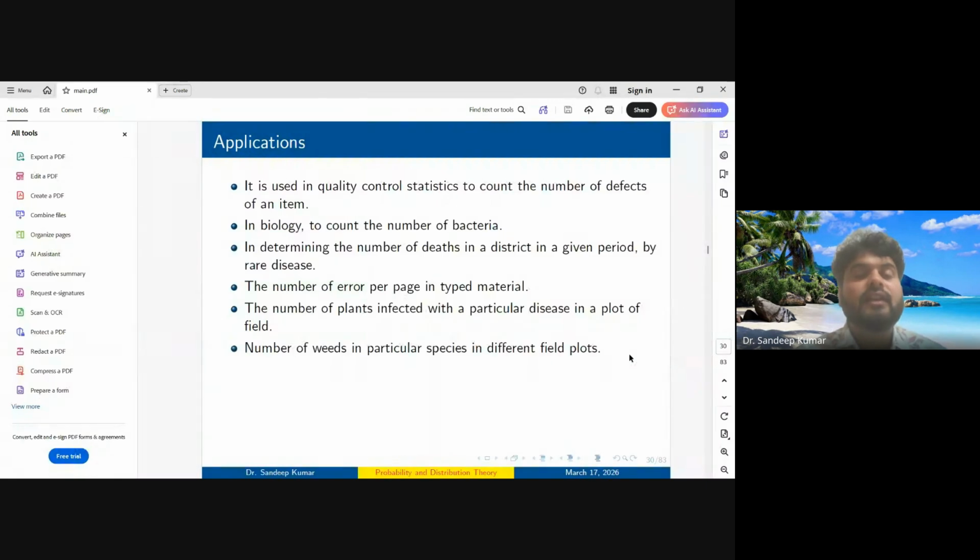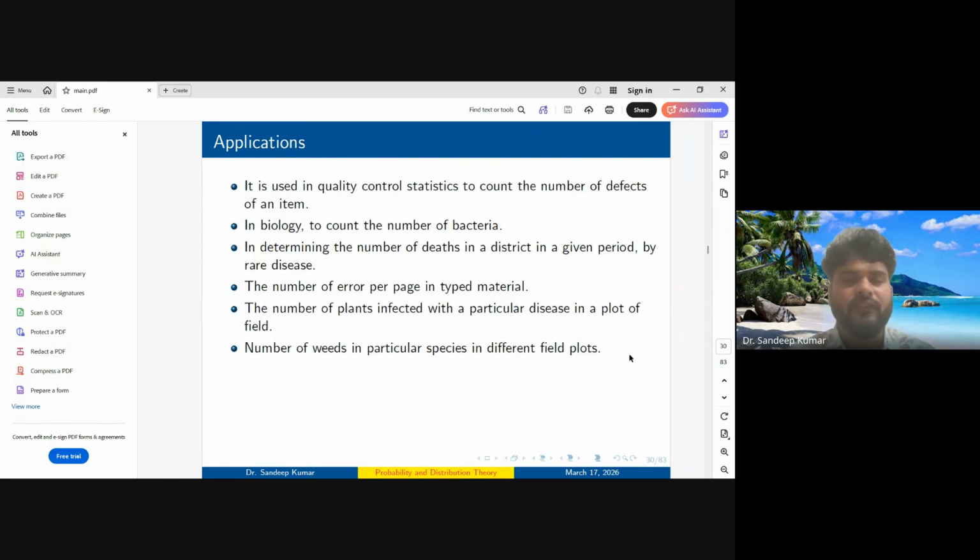Applications of the Poisson distribution in real life: it is used in quality control statistics to count the number of defective items, for example soaps. In biology, to count the number of bacteria. In determining the number of deaths in a district in a given period from a rare disease, say coronavirus, TB, or any type of fever. The number of errors per page in typed material, for example in your books. In that situation, the Poisson distribution is used.